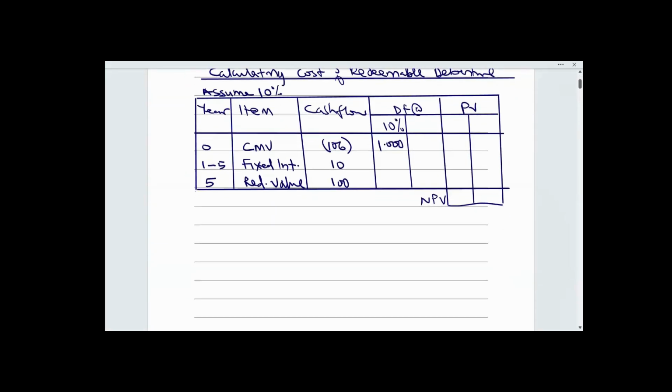So I will then come here, 3.791. Then discount factor for year 5 at 10% will give us 0.621. So we then need to get the present value. Present value, 106 multiplied by 1 will give us 106. 10 multiplied by 3.791, approximately 38. All right, 100 multiplied by 0.621, approximately 62.